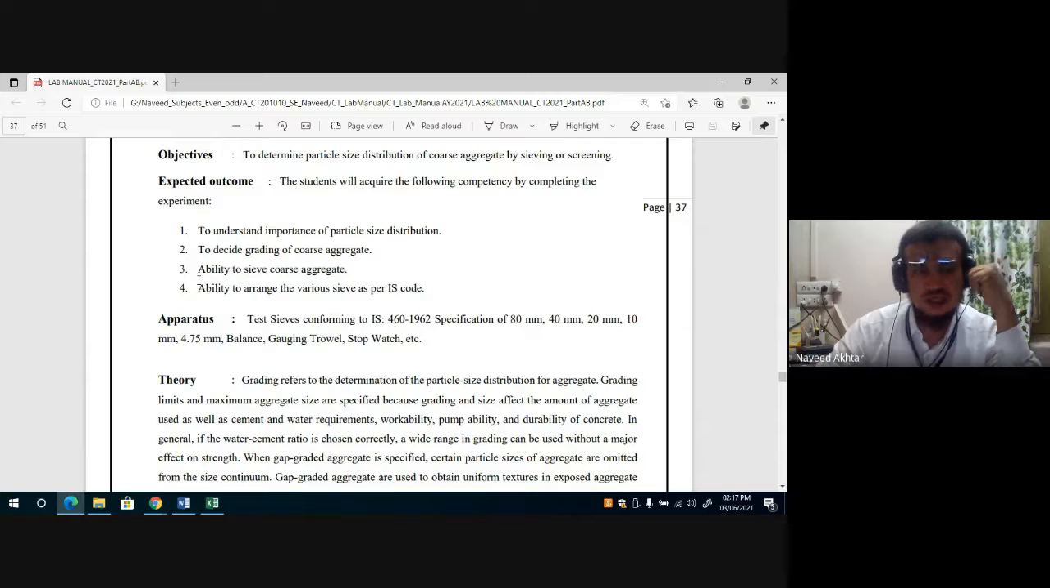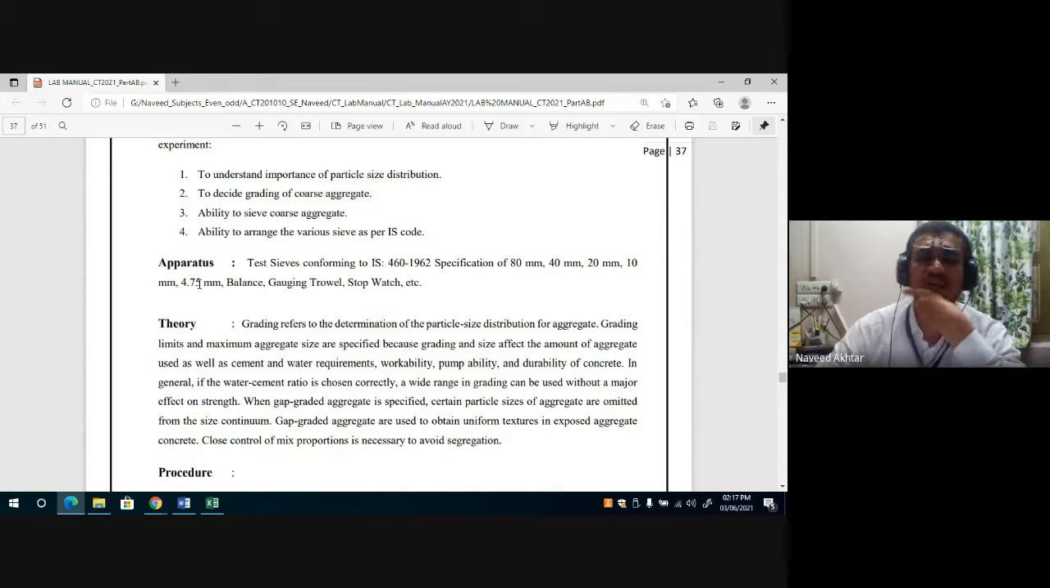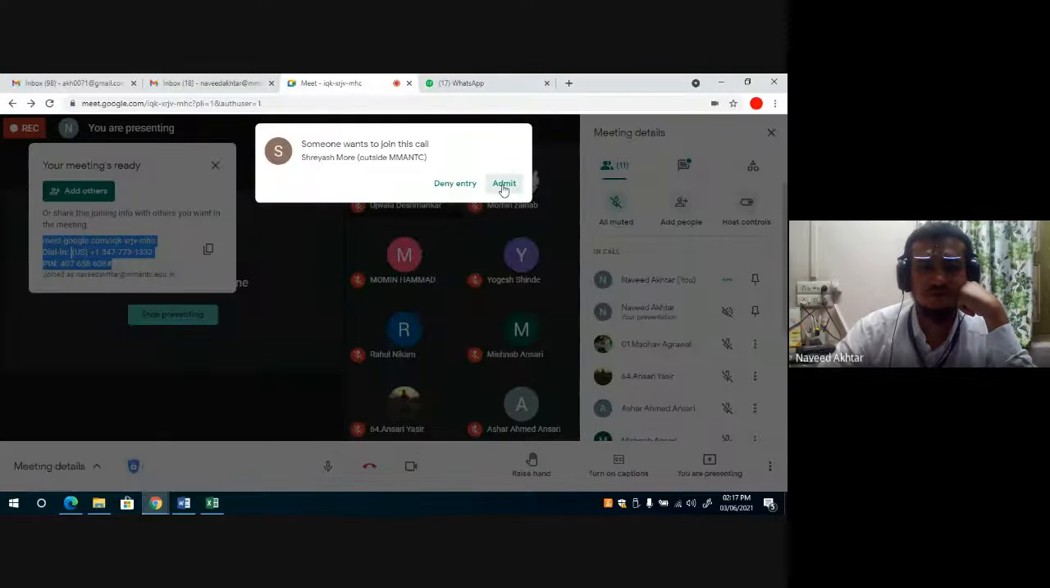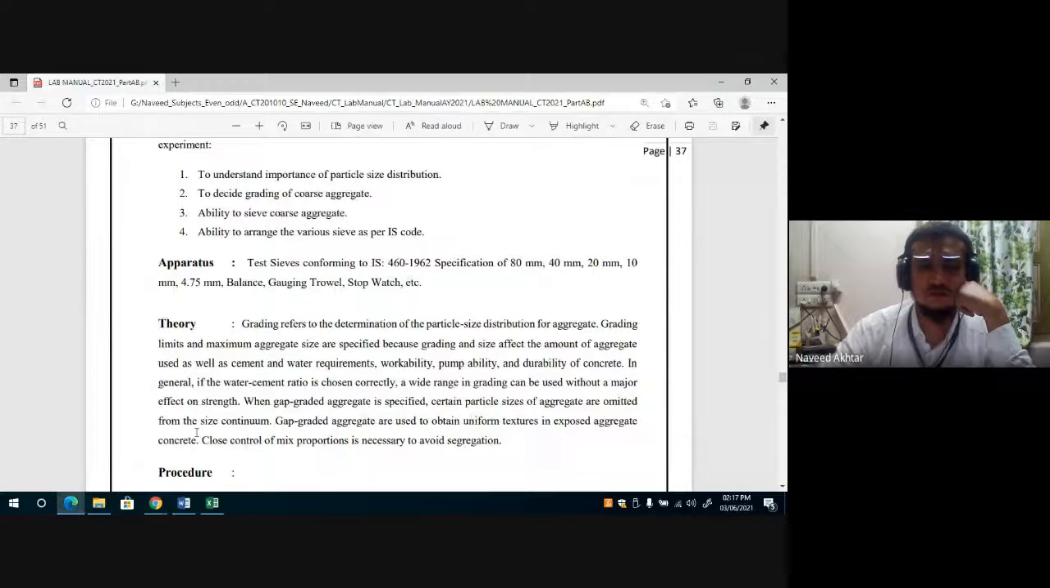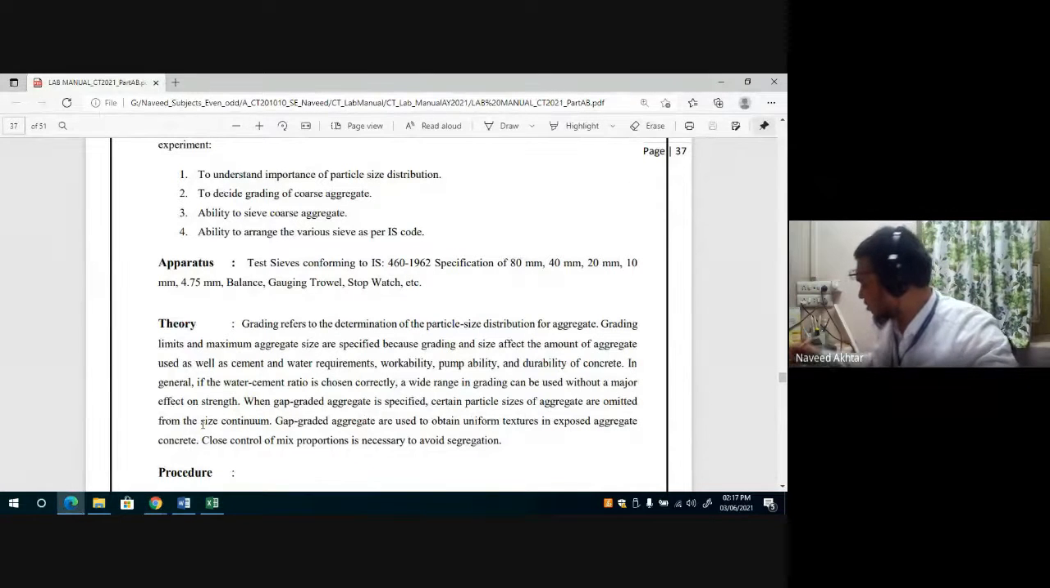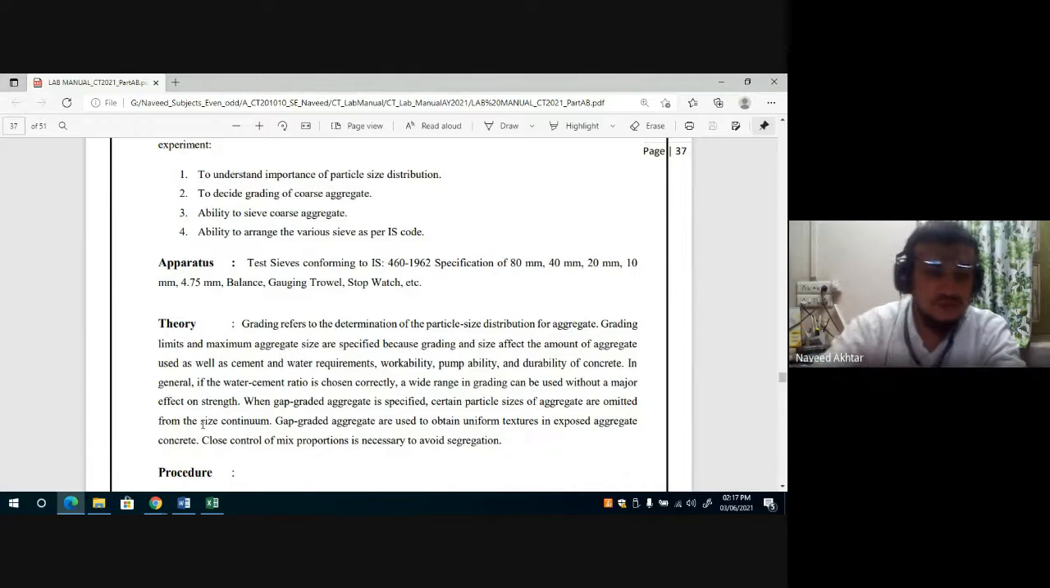So in this case, you need coarse aggregate and the sieves based on IS 460/1962. You need the trowel, you need a balance, and you need a stopwatch for this practical. These apparatus you need. The grading refers to determination of the particle size distribution of aggregate.